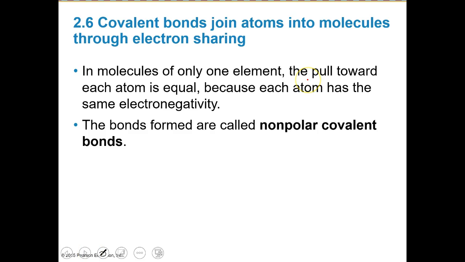Molecules of the same element will pull toward each atom equally because each atom has the same electronegativity. They're equally attractive, so they're going to share equally. Nobody's better than another one. They're equal. The bonds formed are called nonpolar covalent bonds. There's no polarity. There's no sides here.